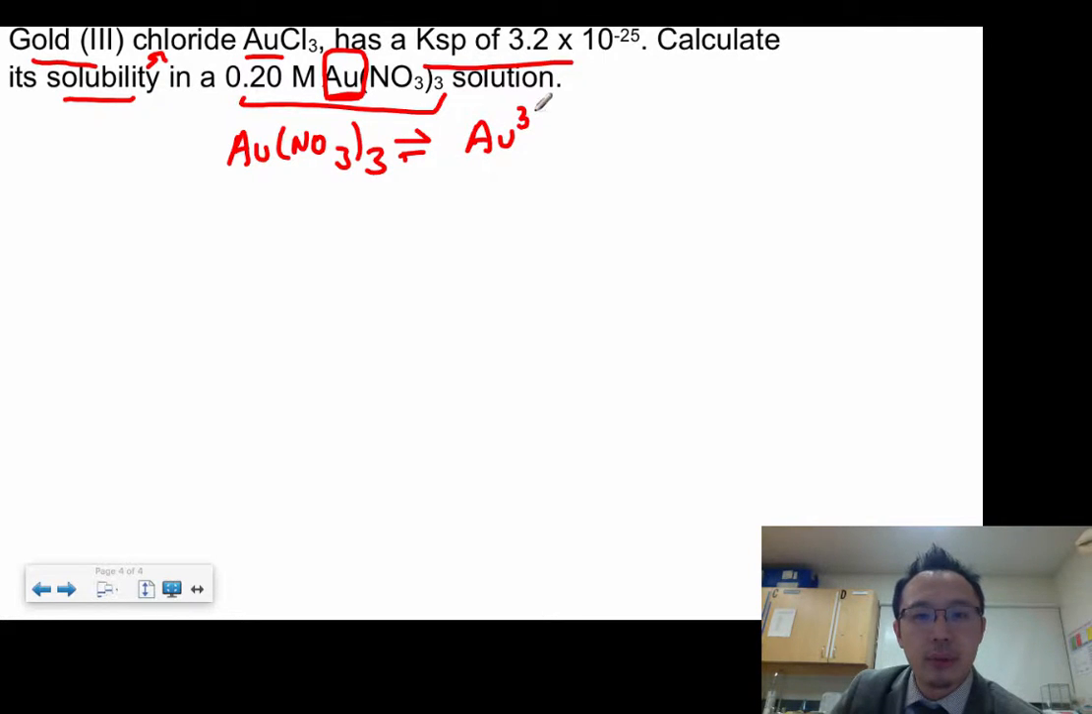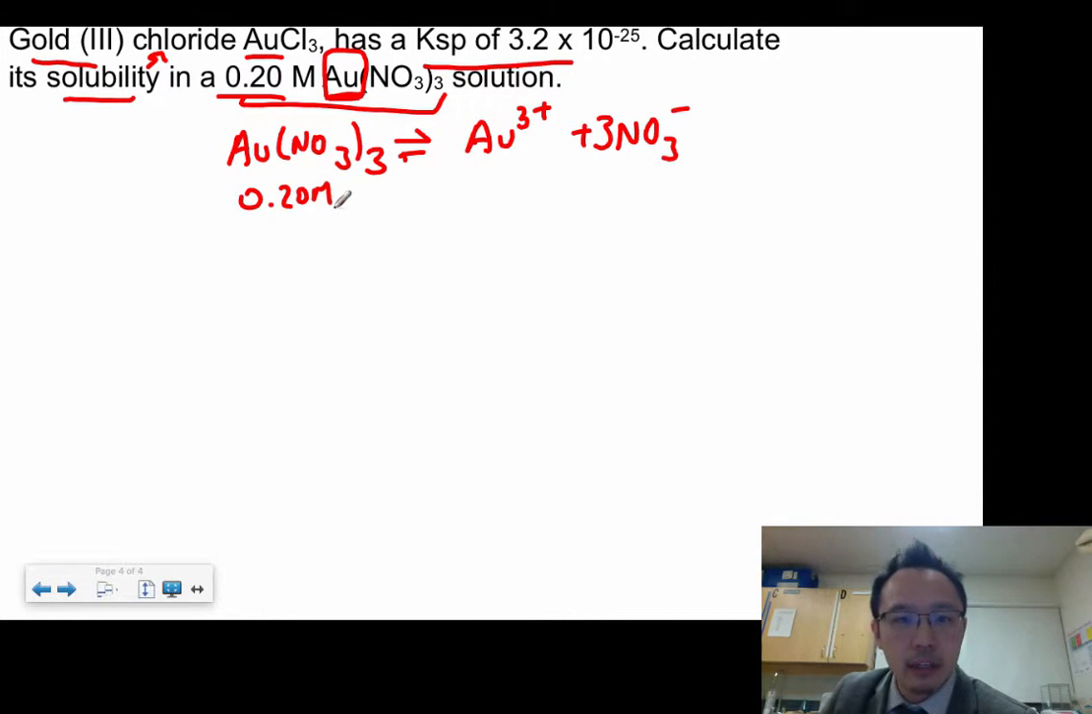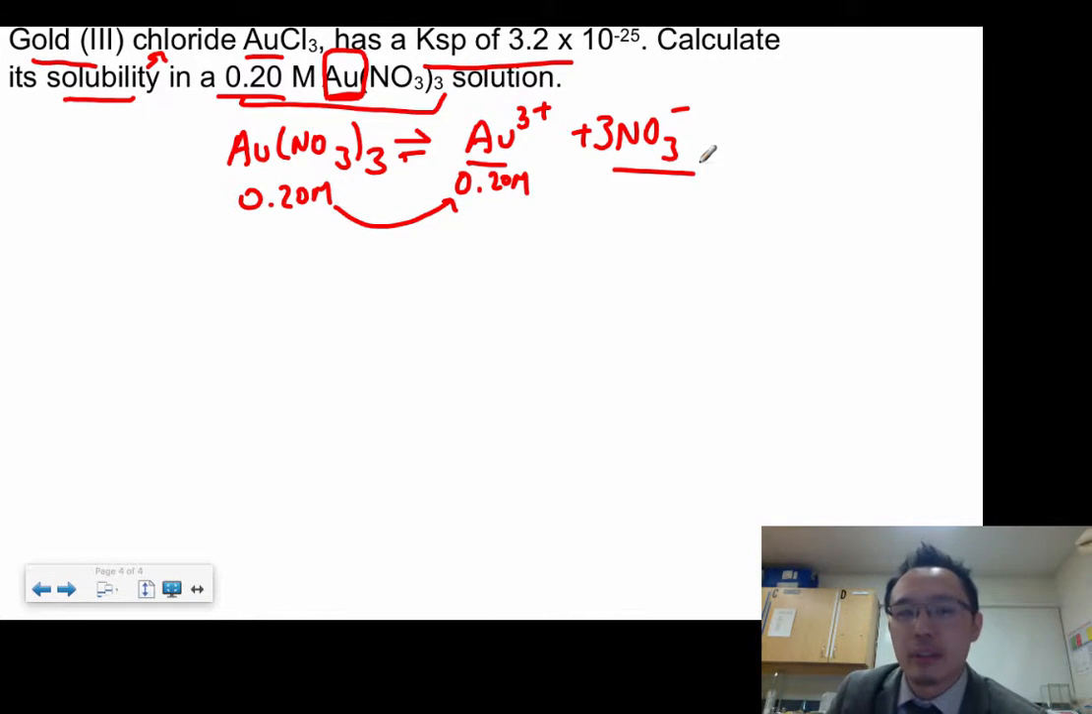This is gold 3 plus. This dissociates into that. There's my NO3 minus, and I have 3 of them. So that's easy. I'm given 0.2 molar of this original amount, so I can use stoichiometry to calculate that. I will also have 0.2 molar of gold. I don't really need to calculate nitrate because the nitrate doesn't really do anything in this reaction. It doesn't precipitate. Gold actually does. So I'm going to look at gold, and that's it.